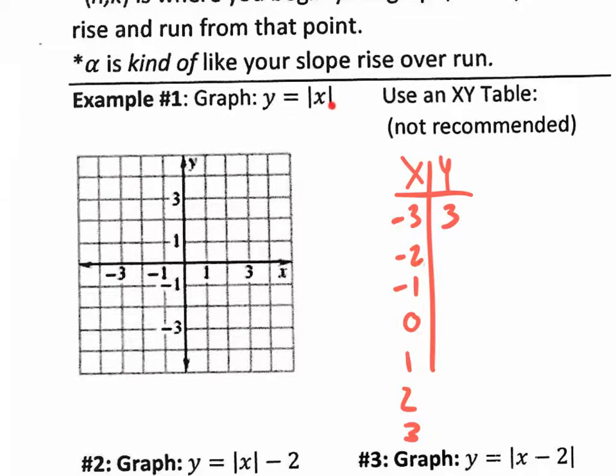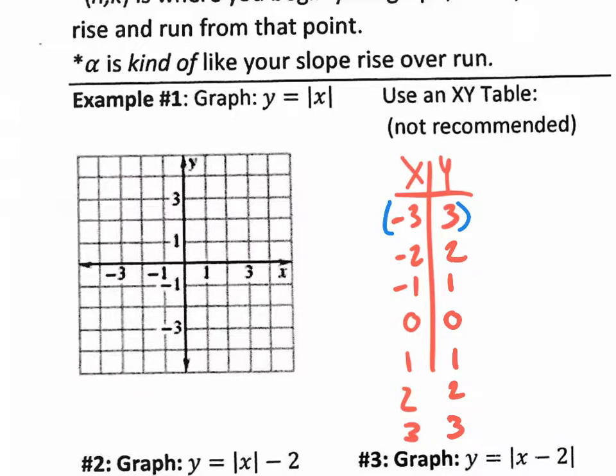Then we go to negative 2. The absolute value of negative 2 is 2. The absolute value of negative 1 is 1. The absolute value of 0 is 0. The absolute value of 1 is 1. The absolute value of 2 is 2. The absolute value of 3 is 3. So on an input-output table, you end up producing coordinates.